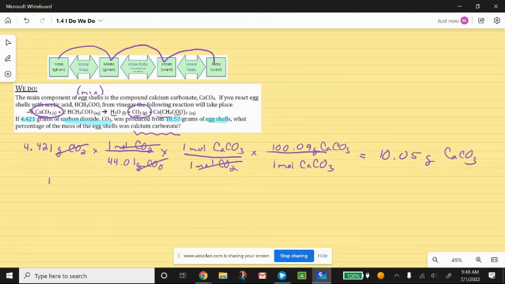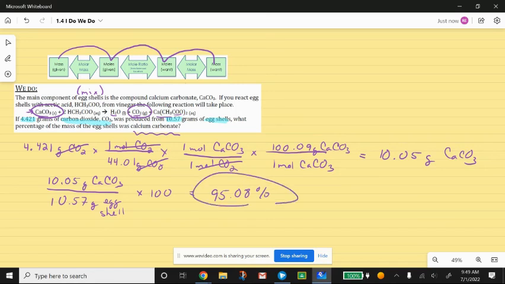We just take the mass of the calcium carbonate and divide that by the mass of the eggshell, so 10.57. Then to make it a percent, we multiply by 100. And so quite a bit of the eggshell is actually calcium carbonate, about 95.08%. And that's it.